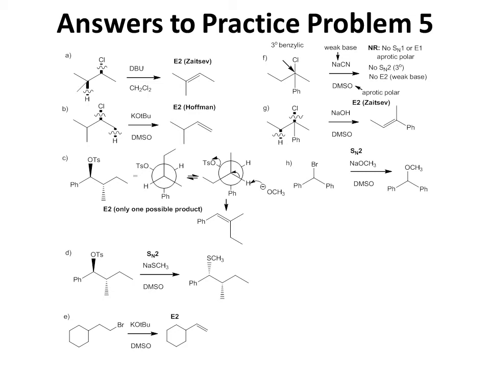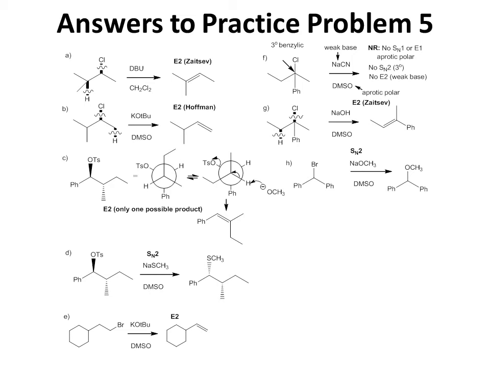In part F, we have a tertiary benzylic system. You might think, oh, okay, we may get SN1 or E1 here, but the solvent is DMSO, which is polar aprotic. That means we only have two choices. SN2 is impossible, right? So we can have E2 or no reaction.